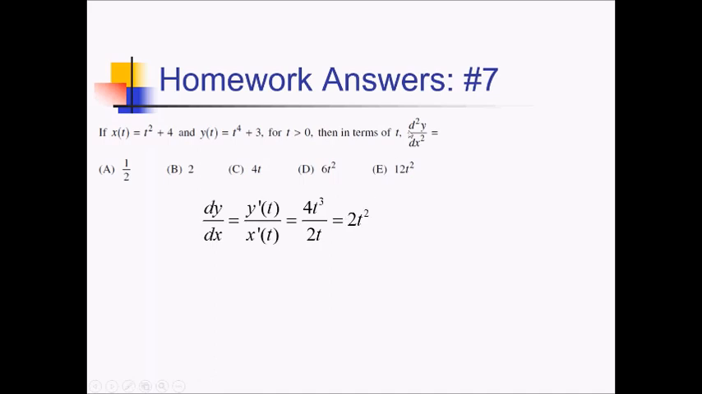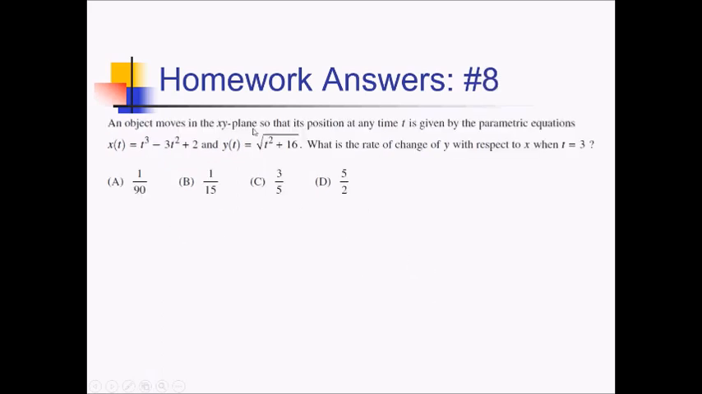So now to find the second derivative, we need to take the derivative of dy over dx in terms of t, and then we need to divide that by dx over dt, or x prime, basically. So that's going to give us the derivative of 2t squared, which is 4t, over this x prime again, so 2t down here again. And that just reduces to 2, giving us answer choice B.